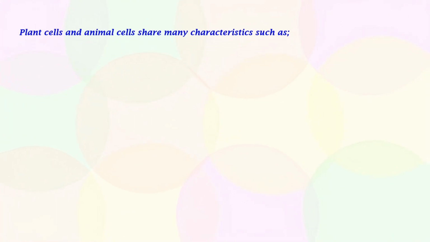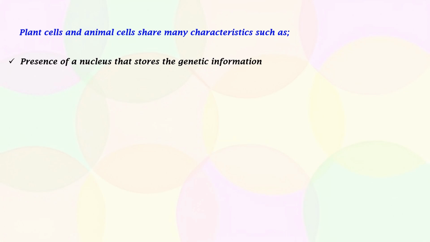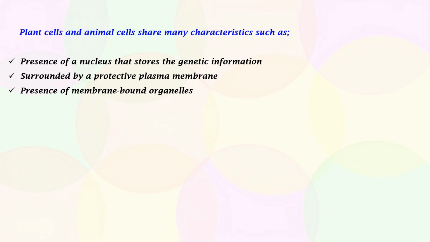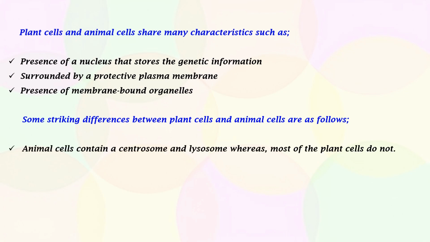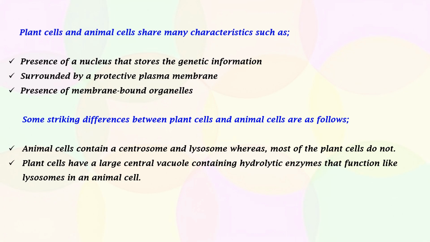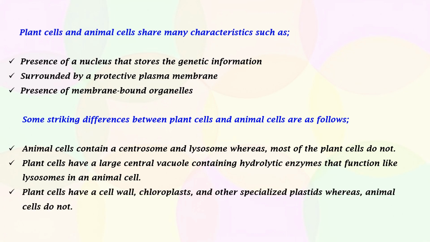Plant cells and animal cells share many characteristics such as presence of a nucleus that stores the genetic information. Both plant cells and animal cells are surrounded by a protective plasma membrane and presence of membrane-bound organelles. Apart from this, there are also some striking differences between plant cells and animal cells. Animal cells contain a centrosome and lysosome, whereas most of the plant cells do not. Plant cells have a large central vacuole containing hydrolytic enzymes that function like lysosomes in an animal cell. Plant cells have a cell wall, chloroplasts, and other specialized plastids, whereas animal cells do not.